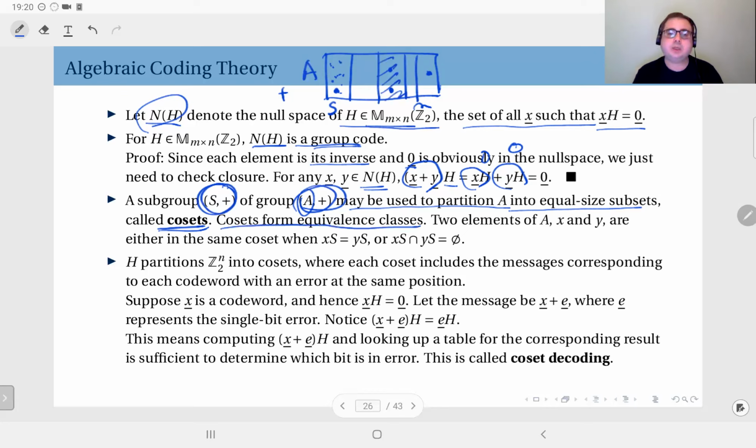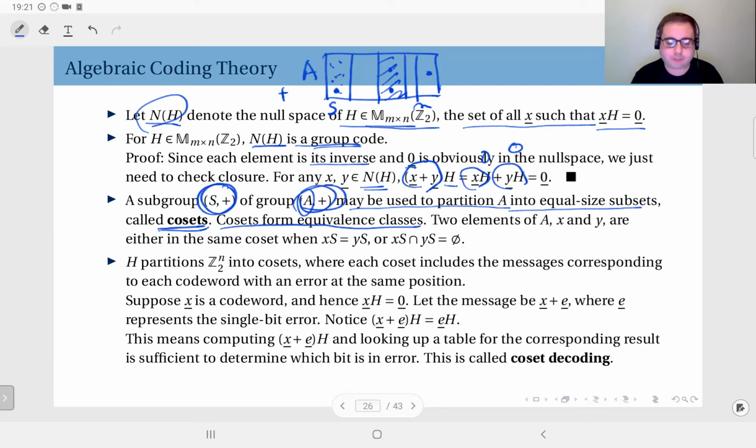And cosets form equivalence classes. Remember the property of equivalence classes. If two elements are related through an equivalence relation, their equivalence classes are exactly the same. And if you have at least one common element in the equivalence classes of two elements, then those two equivalence classes must be equal, the same set. Or from the other way around, if the equivalence classes of two elements are disjoint, they have no elements in common, then those two elements cannot be related. So this is the same thing here.